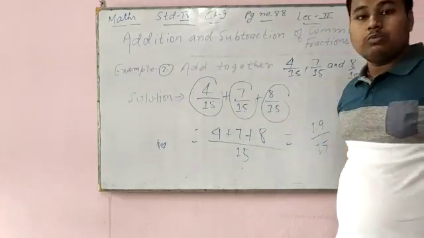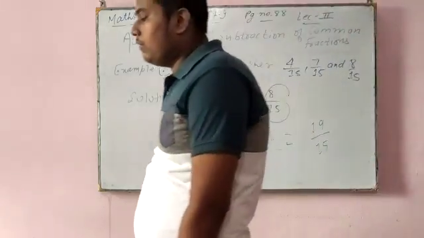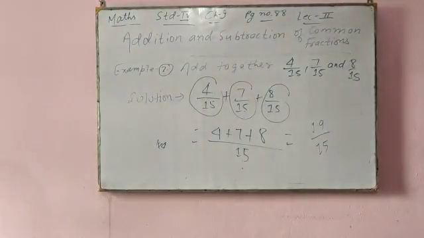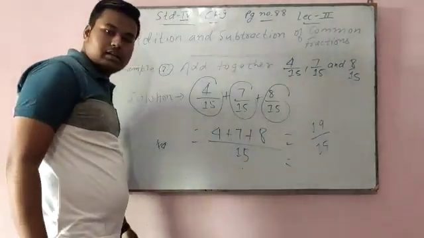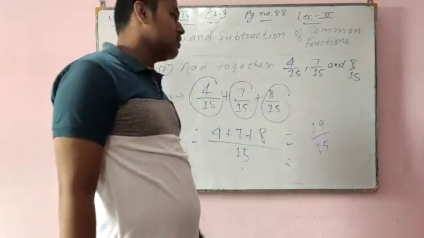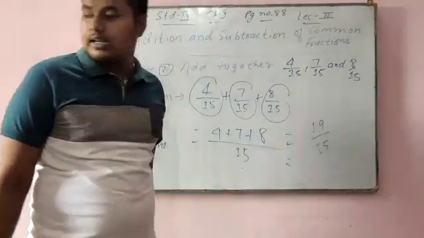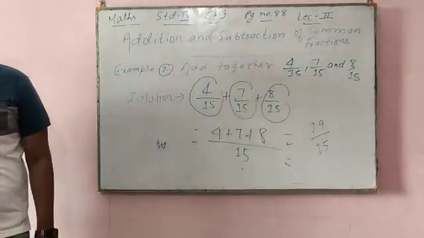Why am I telling you? Because it will help you when I tell you about when the denominators are different. So we have to use that way. That's why I am explaining it in this way. Now I told you, when the numerator is greater than the denominator, we can change it into a mixed fraction. Here the numerator is greater, so we can change it into a mixed fraction.